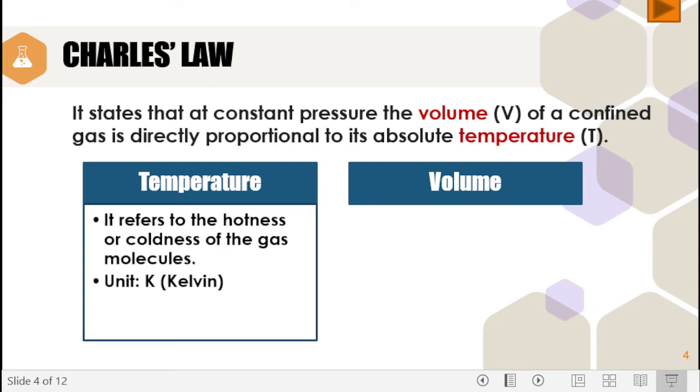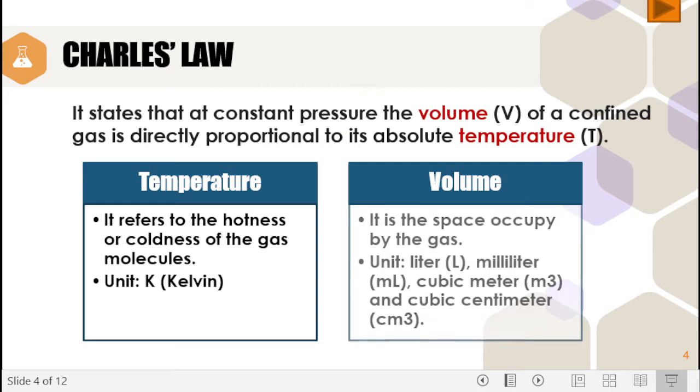When we talk about temperature, it refers to the hotness or coldness of the gas molecules. The unit that we usually use is Kelvin, with the symbol K. That means if the problem gives us a temperature expressed in degrees Celsius or degrees Fahrenheit, we need to convert it into Kelvin. Next is volume. It is the space occupied by the gas. The unit could be liter, milliliter, cubic meter, or cubic centimeter.